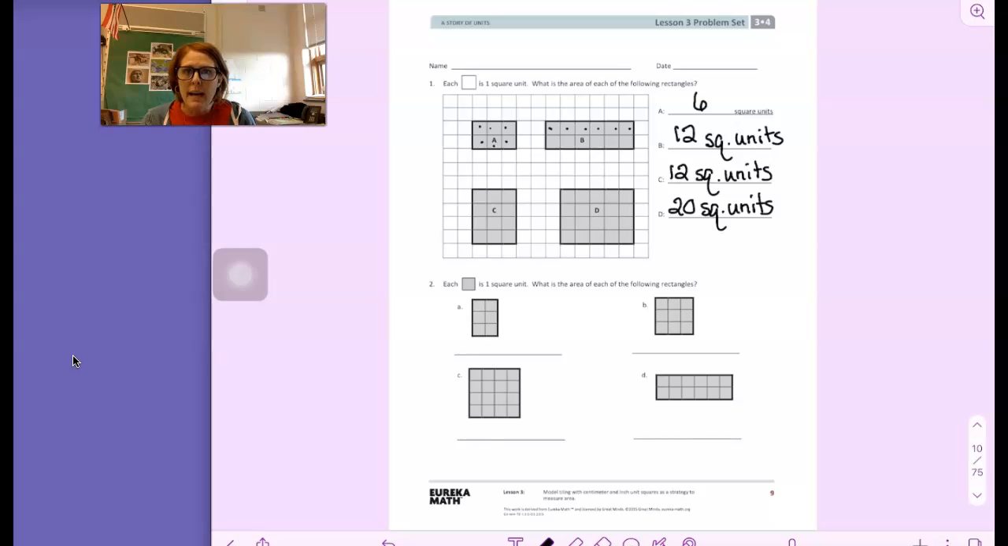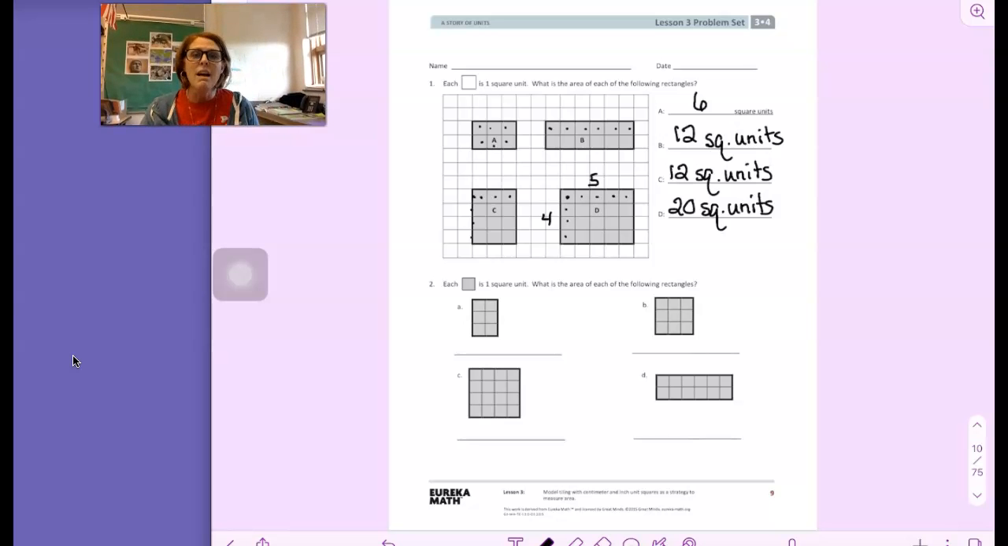Welcome back. So go ahead and check letters C and D. Letter C is 12 square units. And for letter C, the way I found it, I see that there's 3 going across. So I counted 3, 6, 9, 12. Letter D, I counted 1, 2, 3, 4, 5 going across the top. 1, 2, 3, 4 going down the side, and I multiplied 5 times 4 to get 20 square units. If you counted, that is fine too. That's the lesson, but I wanted to show you some different ways that you could do it.